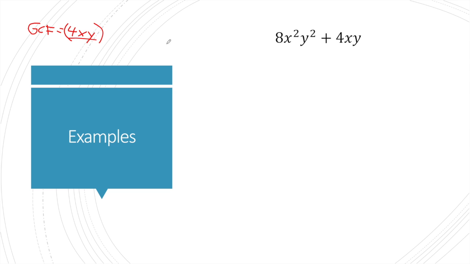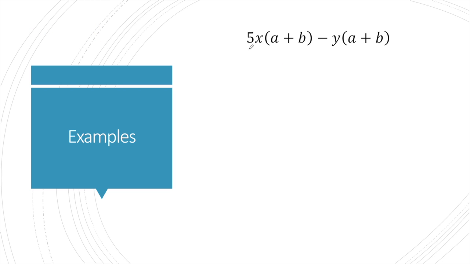I need to pull out that term. So that leaves me with 4xy, and I need to know 4xy times what gets me back to 8x squared y squared. 4 times what gives me 8? 2. X times what gives me x squared? X. Y times what gives me y squared? Y. Then I have to know what do I multiply 4xy by to get back to 4xy. And that's just going to be 1. So I check my binomial. I see it can't be factored any further. All I was able to do was pull out the greatest common factor.